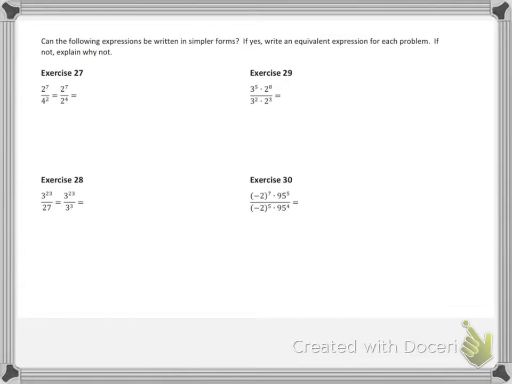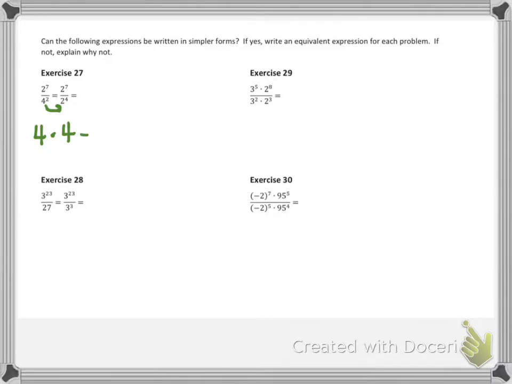27, okay, let's see. We've got 4 squared, we've changed this 4 squared. So let's see what happened here. We had 4 squared, which means 4 times 4.